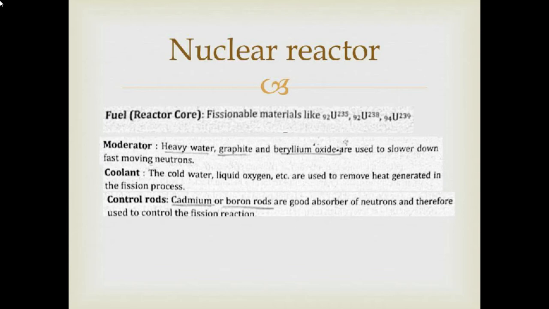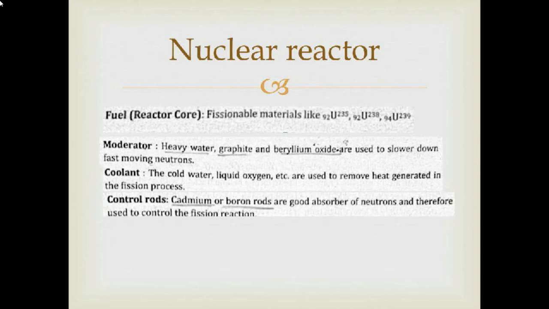Then moderator: heavy water, graphite and beryllium oxide are used to slow down the fast moving neutrons. Because in the controlled chain reaction, when 3 neutrons are liberated, we only need 1 neutron to proceed. So we need to first slow down the neutrons and later they will be suppressed by the control rods. So moderators are heavy water, graphite and beryllium oxide. Remember these examples of moderator.